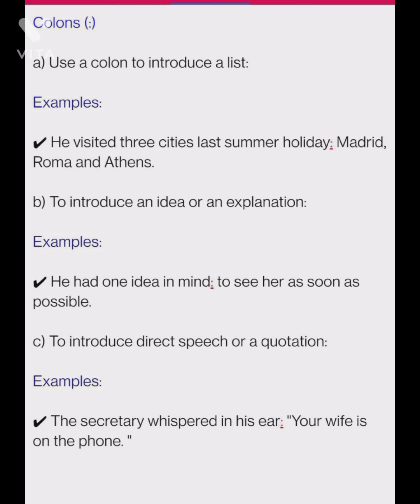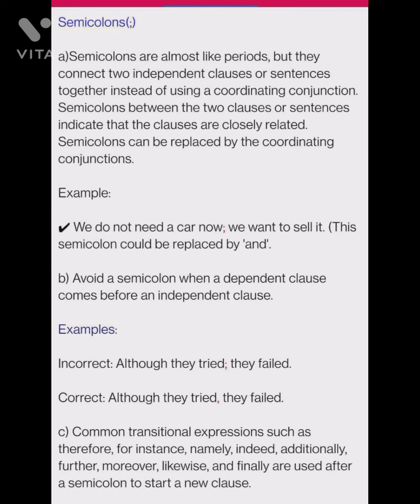And where do we use a semicolon? Semicolons are mostly like periods, but they connect two independent clauses or sentences together instead of using a coordinating conjunction. A semicolon between two clauses indicates that the clauses are closely related. Semicolons can be replaced by a coordinating conjunction. Let us see a quick example. We do not need a car now; we want to sell it. Here we used a semicolon. The semicolon replaced the "and".